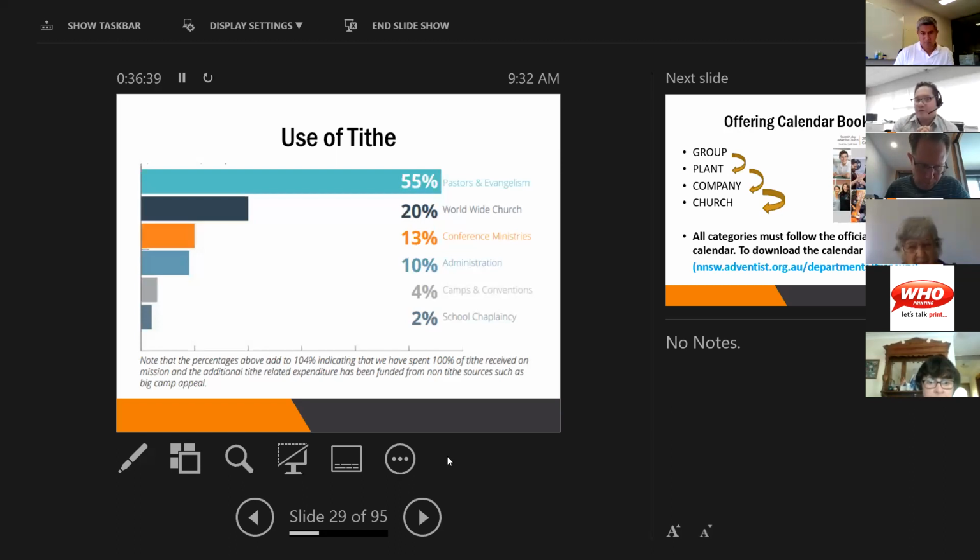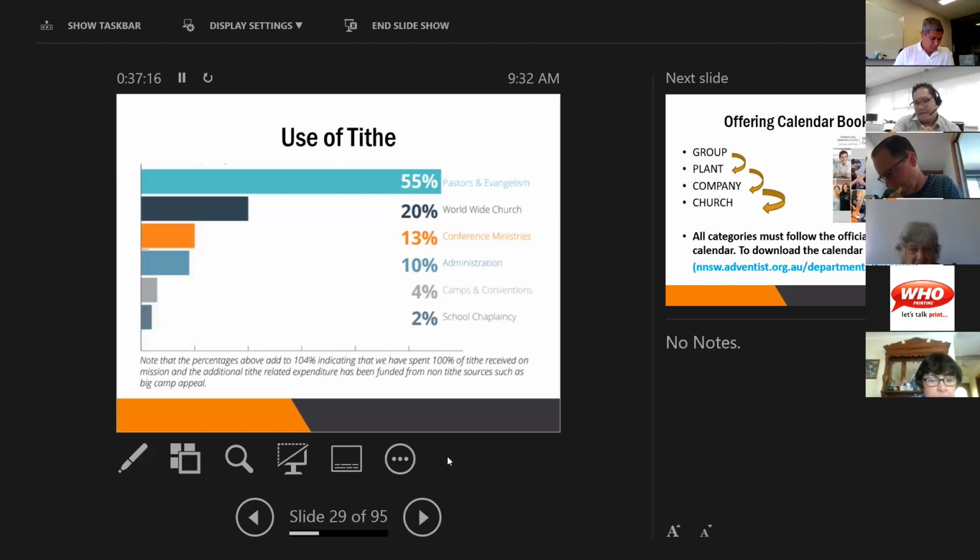13% goes on to fund our ministries. We're talking about the youth department, young adults, church planting, women's ministry, all those ministries. 13% of our gross tithe is used to fund those ministries. 10% goes on administration. 4% goes on funding camps and conventions, and 2% for school chaplaincy.